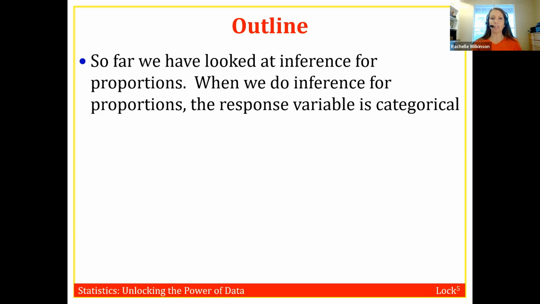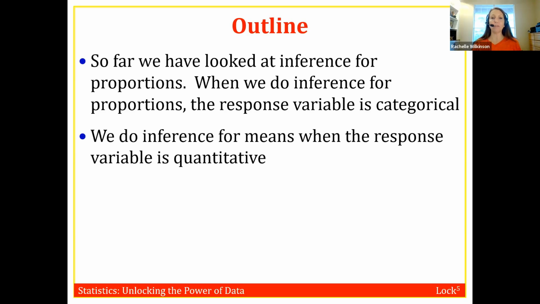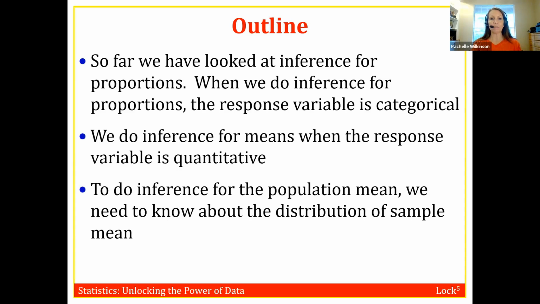And this week, we're going to start talking about means. And when we do inference for means, the response variable is quantitative. So that's one good way to tell the difference between whether you're working with means or whether you're working with proportions. When we want to do inference for the population mean, then we need to know about the distribution of the sampling mean, or in other words, the sampling distribution for X bar.